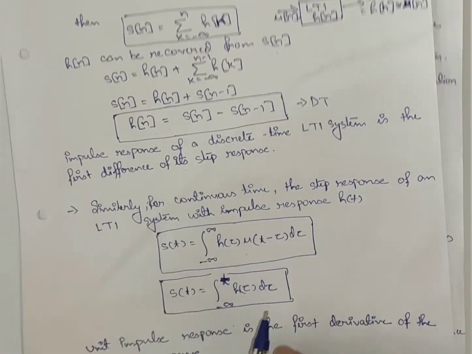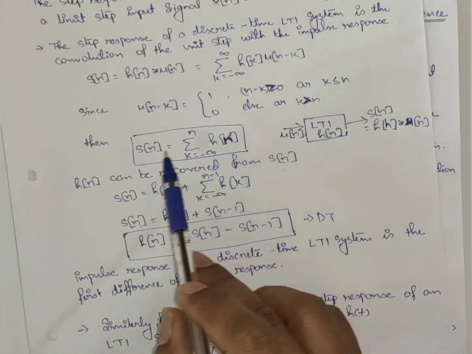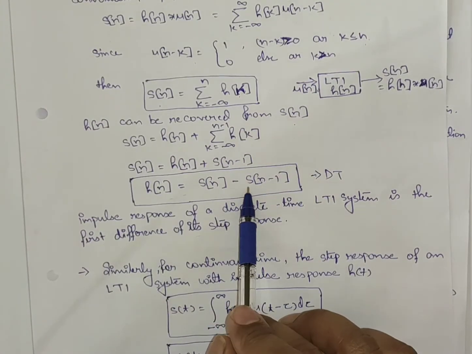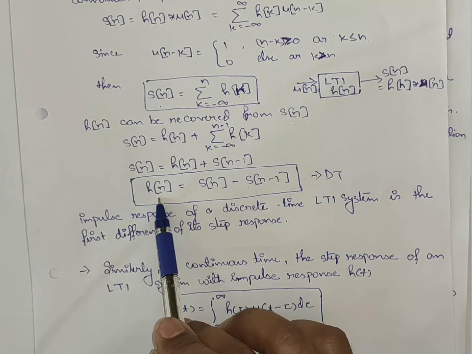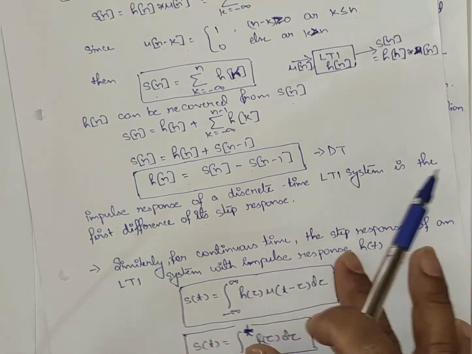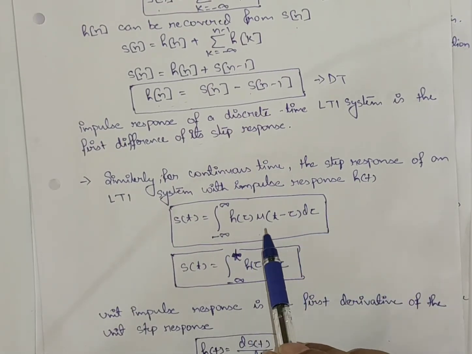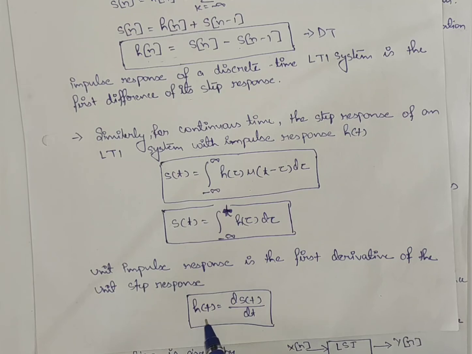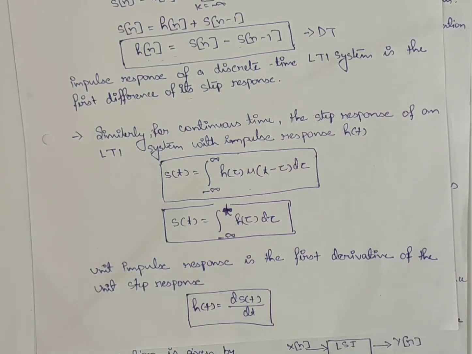For discrete time, when the impulse response is given, we get the step response, and if the step response is given, we get the impulse response. The same holds for continuous time. In the next lecture, we will discuss some questions based on this.